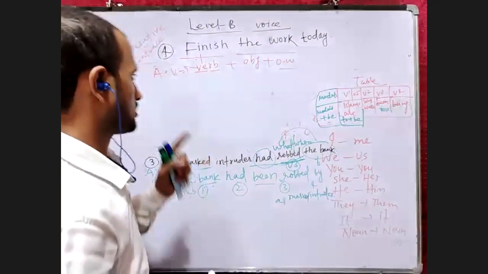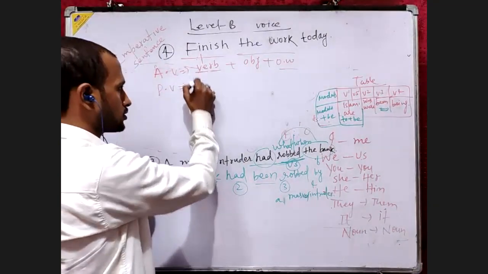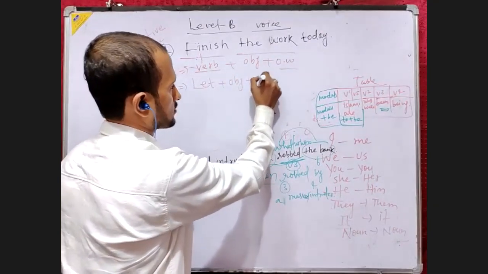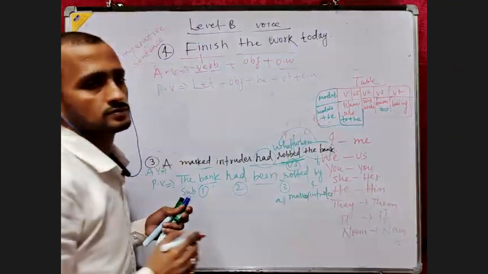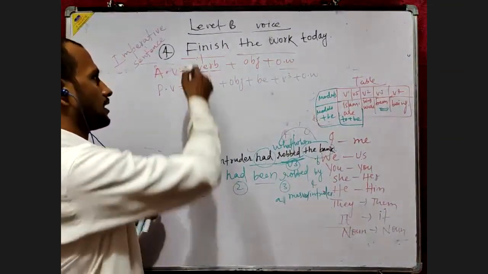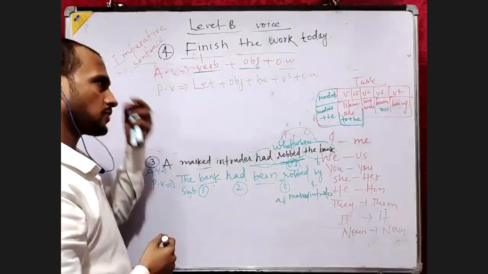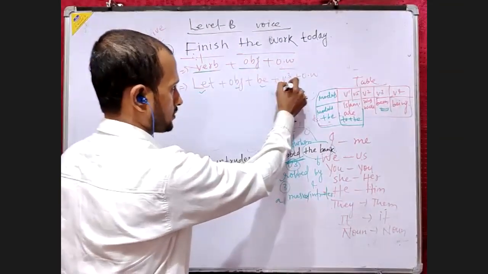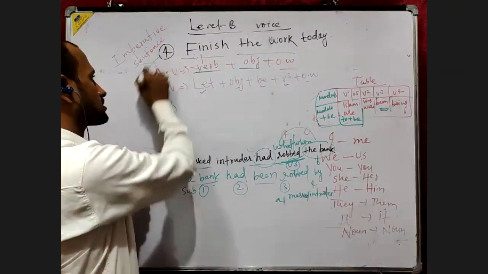If you want to change it into passive voice, then you have to use let plus object plus be plus V3 plus other words. If you have a question like this, verb plus object plus other words, how will you change it into passive? Firstly, you have to write let, then the object, then be plus V3 plus other words. The question is already given. What will be the passive?